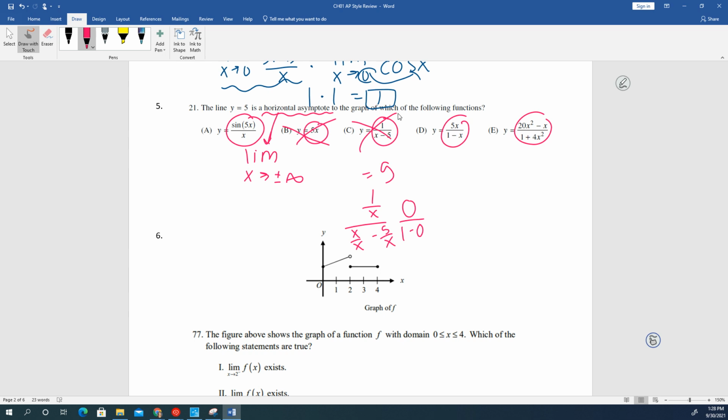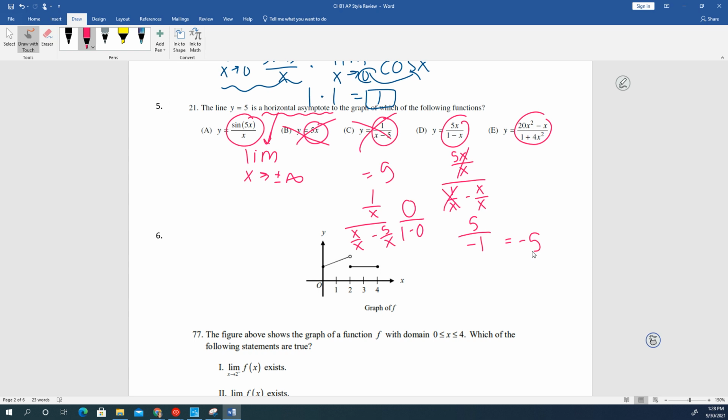D, if I divide everything by my largest power in the denominator, which is just x, I end up getting 5 over 0. That one drops out. Minus 1, I get negative 5 as a horizontal asymptote. Okay, everybody follow what I'm doing?